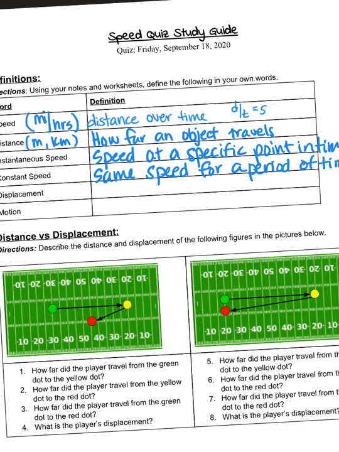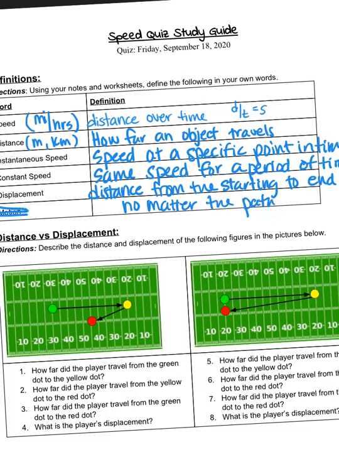And displacement. Jacob, what's displacement? Well, I have it from the note. That's fine. What is it? The distance from the starting point to the end point, no matter the path. So it's like straight there. And then motion, don't worry about motion. I'm taking that off there. It's basically movement. Any questions on the definitions so far?